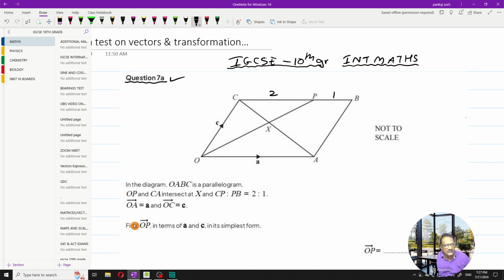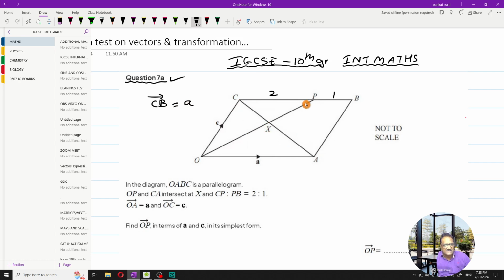So the first question is this one: find OP in terms of A and C. Can you see this OP? So this OP you have to find in terms of A and C. That's the question. Now what we can do is, since OA and CB are both parallel as well as equal, can we write that CB is also equal to A? So we can write that vector CB is equal to A, because both are parallel as well as equal.